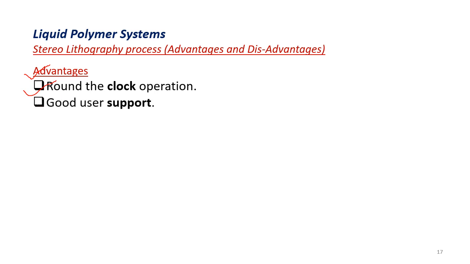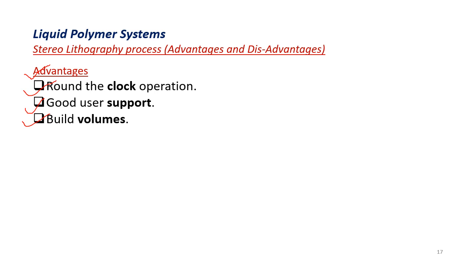Good user support, as I have told you. Here it is a computerized process, and because of computerization it provides good user support, means a user friendly type of machine. Hence input to the machine and output from the machine are very convenient. Next, build volumes.